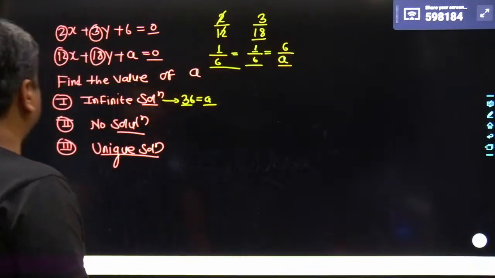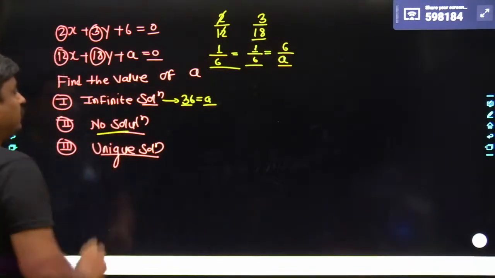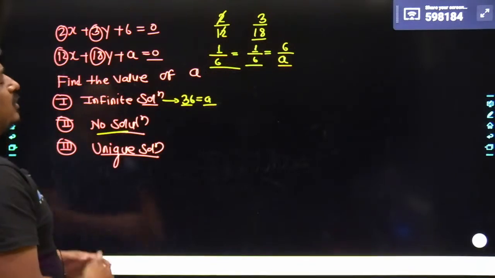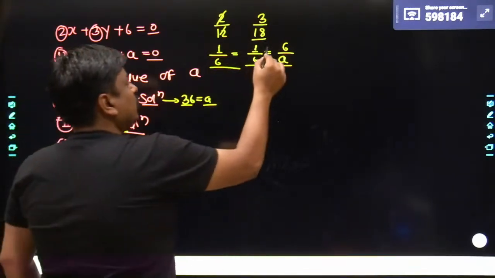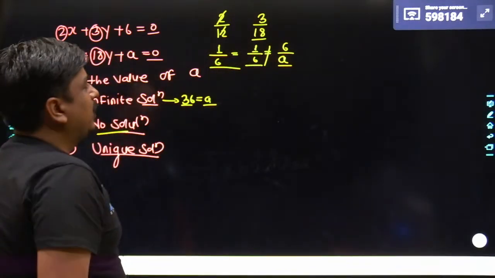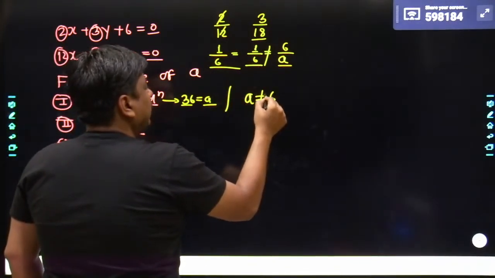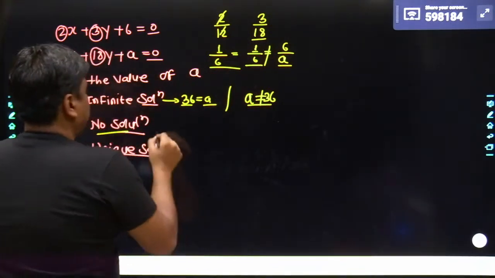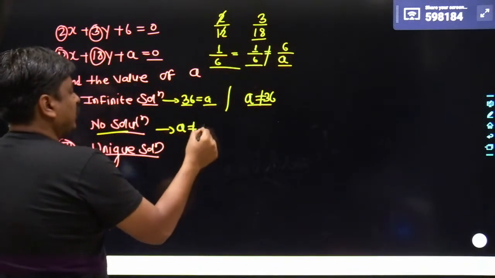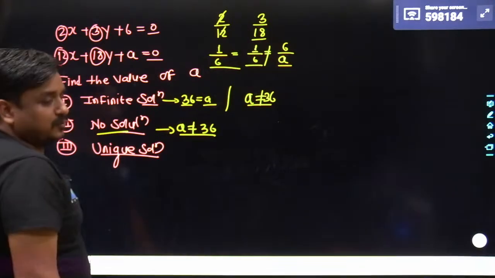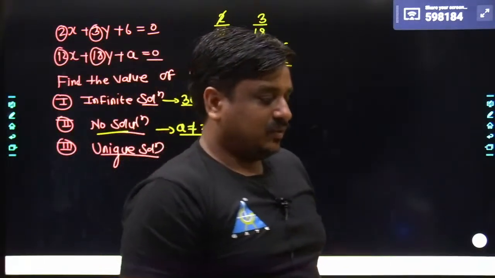Similarly, if we focus on the case of no solution, when no solution takes place, this should not be equal to 6 divided by a. That means you can keep the value of a as anything except 36. So the possible value of a could be anything except 36.